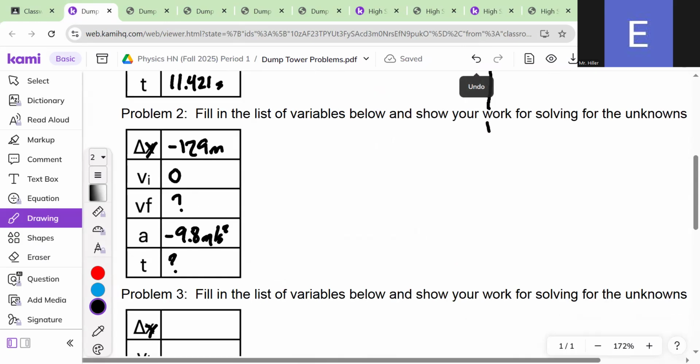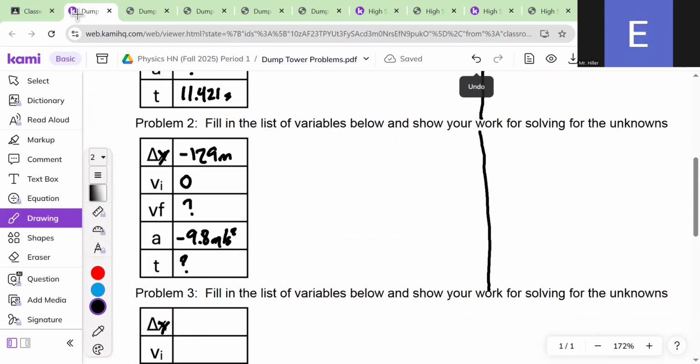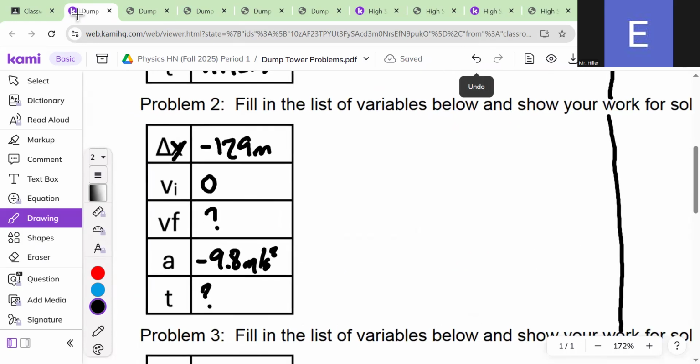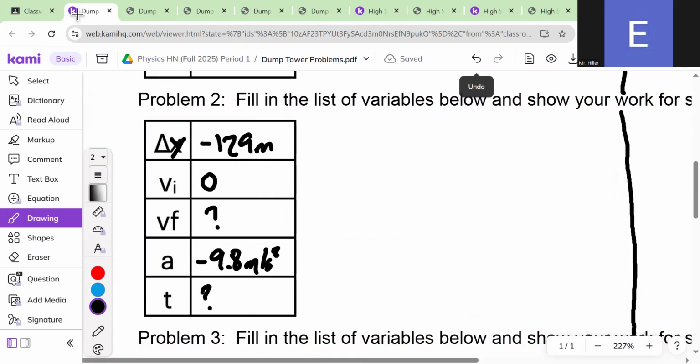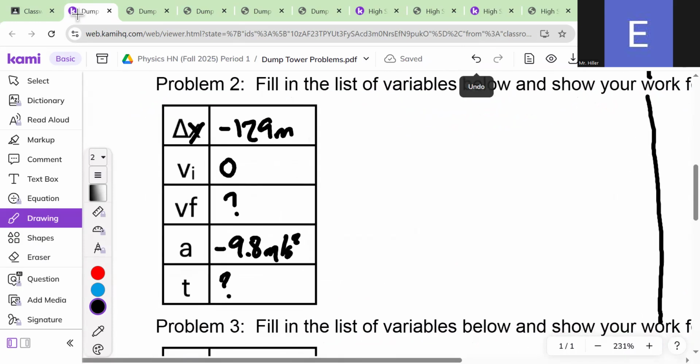Okay, so go ahead and draw a line so that you can separate the two things you're going to solve for. We're solving for V final and time. Well, what if we find the time first? That means I have displacement, initial velocity, acceleration, and time. Pause the video and see if you can figure out the right equation to use.